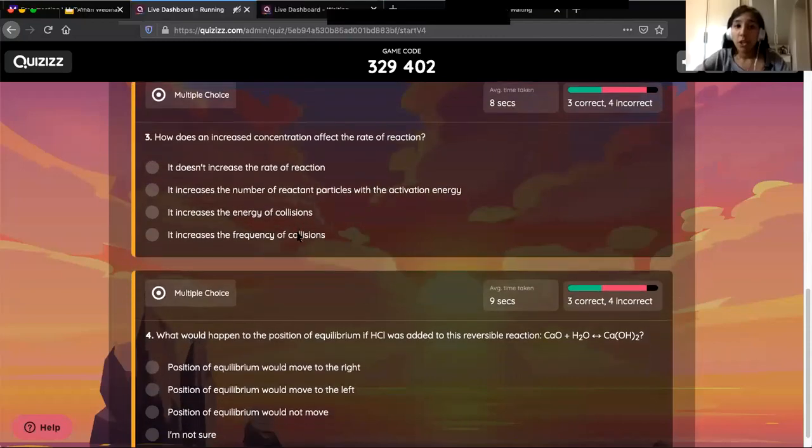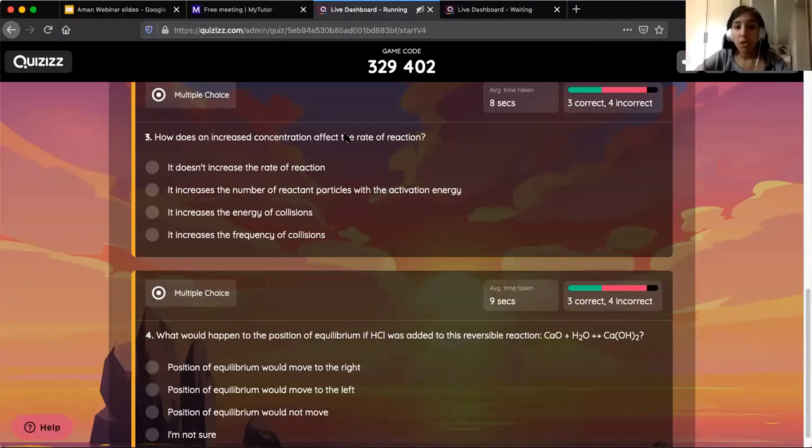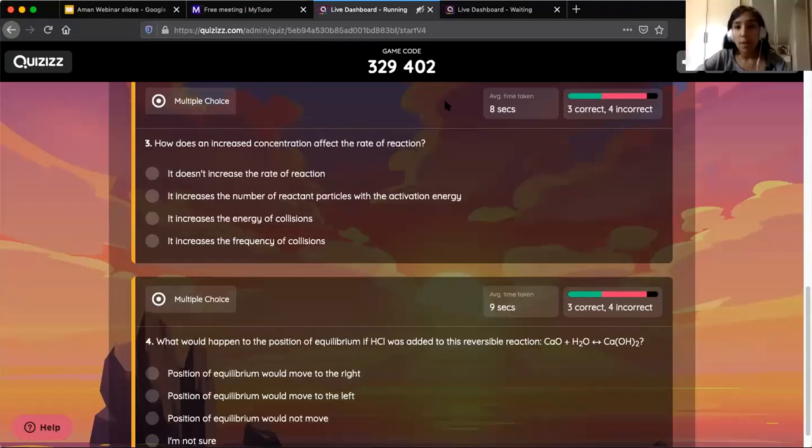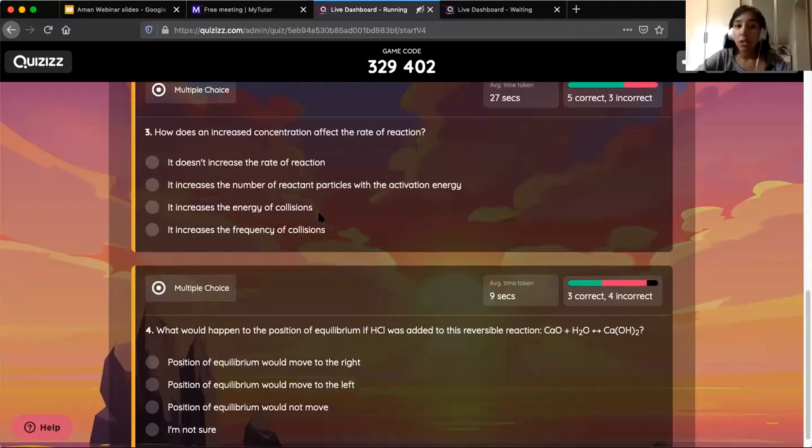The third question: how does an increased concentration affect the rate of a reaction? What does an increased concentration do to the rate of reaction? Does anyone remember? Anyone that hasn't answered on the quiz, you can send me an answer in the chat box. If not, an increased concentration will increase the frequency of collisions. Excellent, people that are saying D, well done. It increases the frequency of collisions because there are more particles in the same volume.